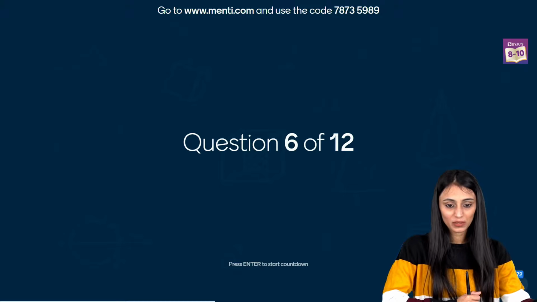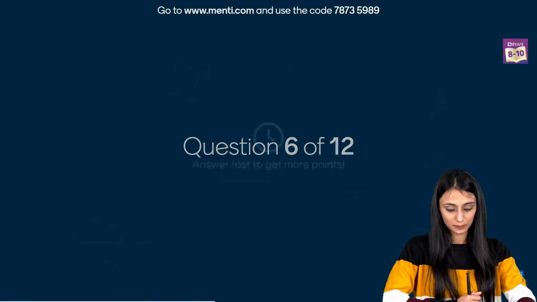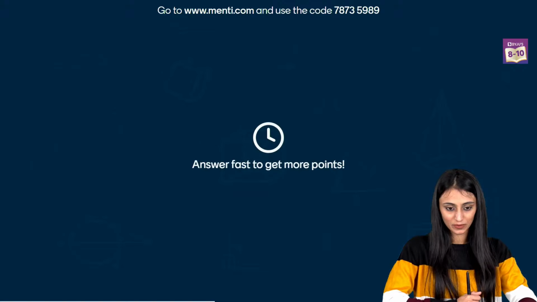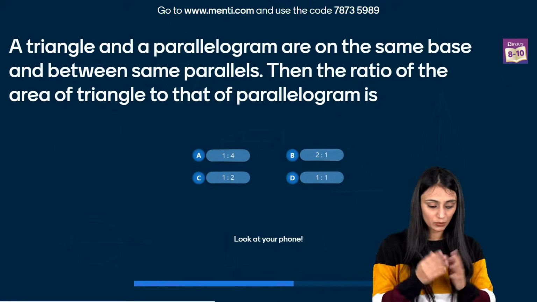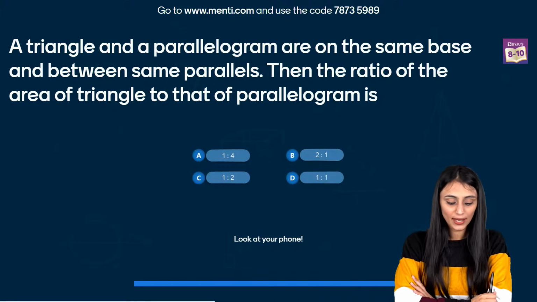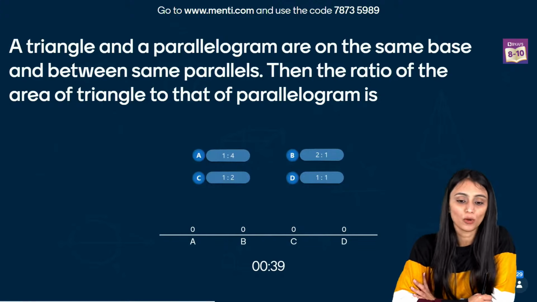Yes, Chota Bhim, this property is from area of parallelogram chapter. Because in exam also you might come across questions where one property is used in another one. So a triangle and a parallelogram are on the same base and between the same parallels, then the ratio of area of triangle to that of parallelogram is. 4 options you have here.